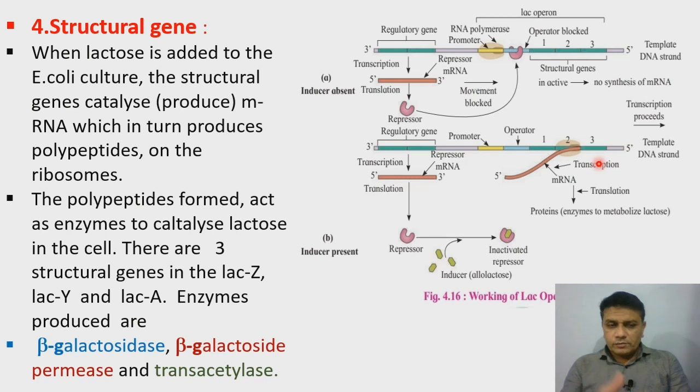And then this lactose enters inside the cell with the help of the enzyme beta galactoside permease, and then this lactose is converted into glucose and galactose with the help of the enzyme beta galactosidase, and then glucose is used as an energy source by the Escherichia coli bacteria. So in this way the structural genes express themselves. So when the level of lactose falls down, then the process stops.